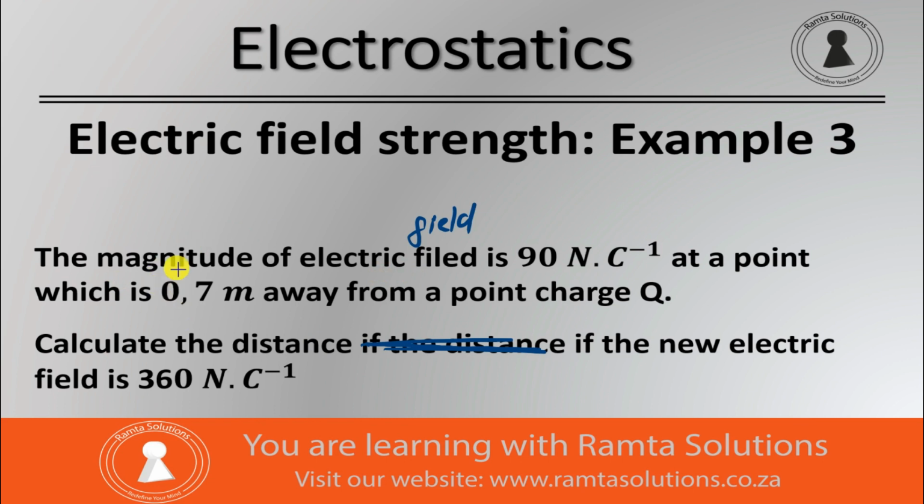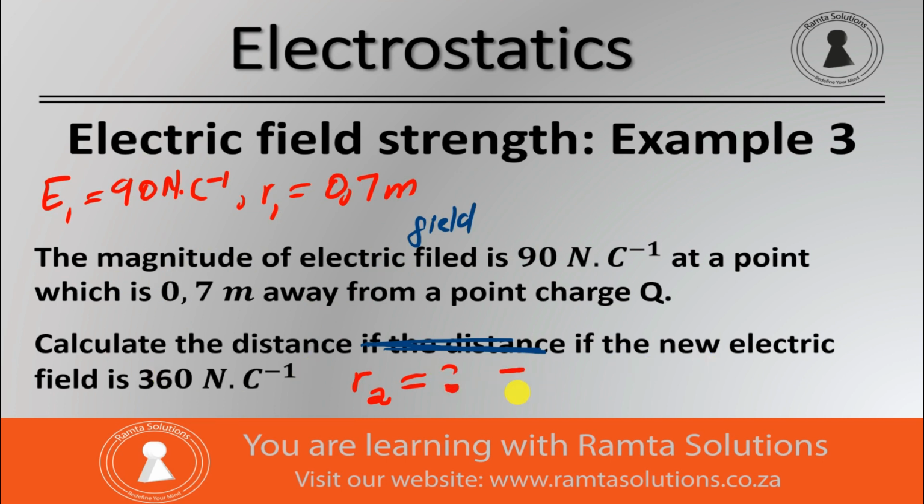So when we look at this question, they say the magnitude of the electric field is 90. So let me call it E1. It is 90 Newton per Coulomb. Its distance is, I'm going to call it R1. It's 0.7 meters. Now, they say calculate the distance. What distance now? I guess it means there's R2. If the new electric field, so this is E2. What is E2? E2 is now 360 Newton per Coulomb.